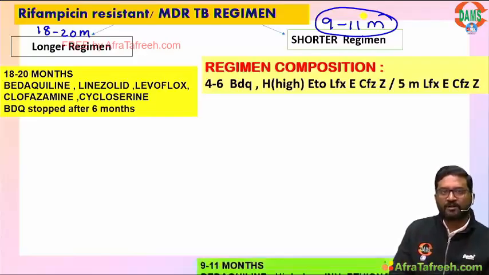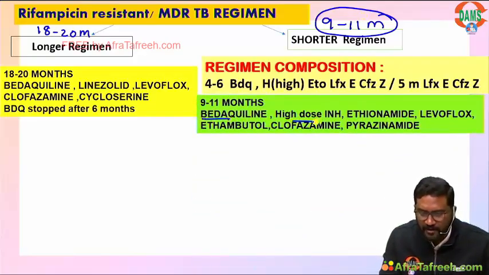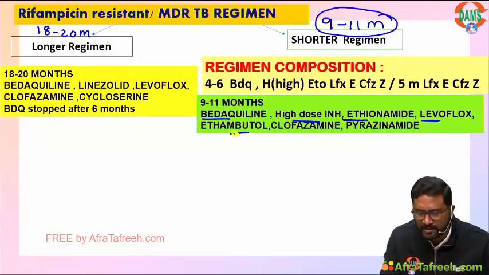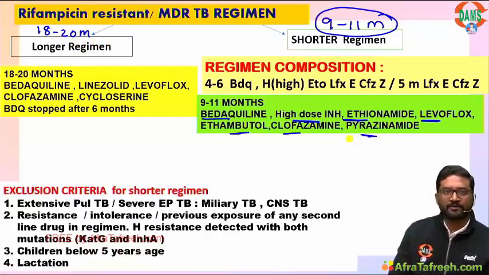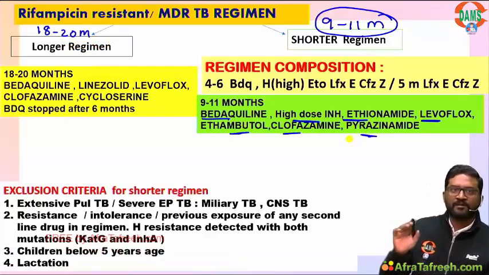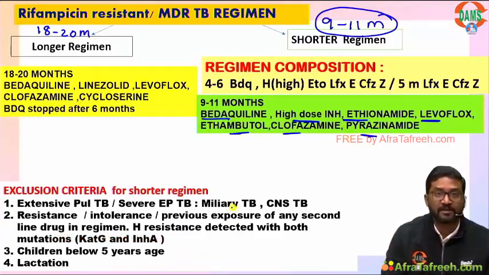Whereas for shorter, it is 9 to 11 months. It is bedaquiline, high dose isoniazid, ethionamide, levofloxacin, ethambutol, clofazimine, pyrazinamide. Okay, these are the various drugs. So when can you go for a shorter regimen? When there are no exclusion criteria. What are the exclusion criteria?